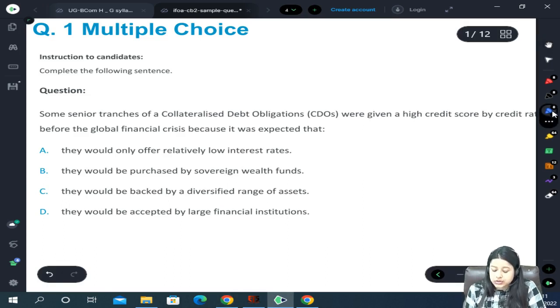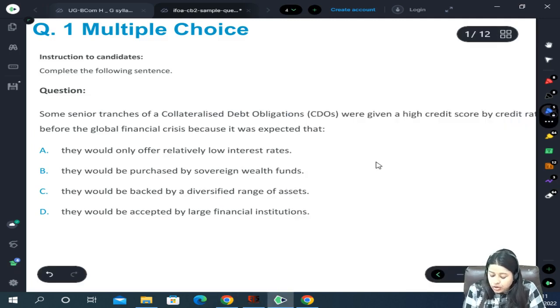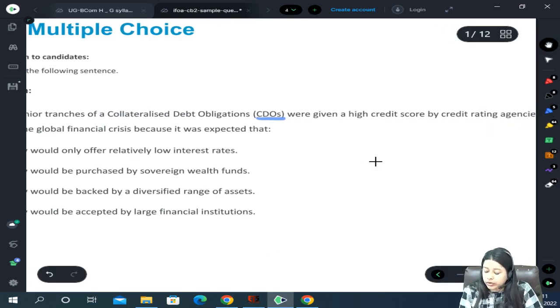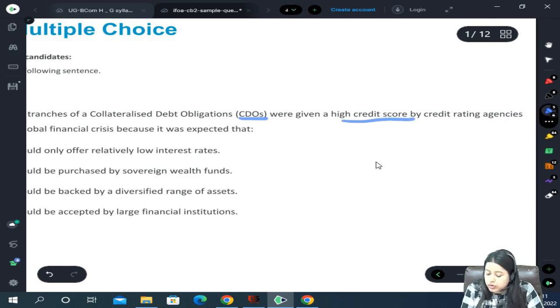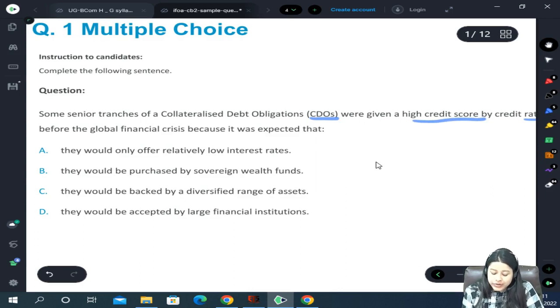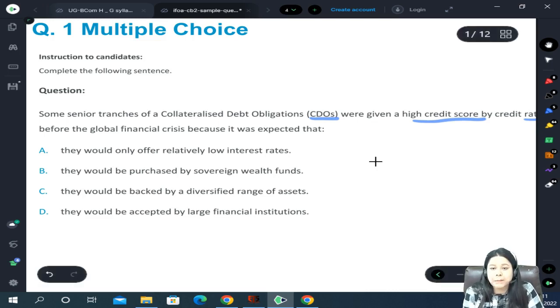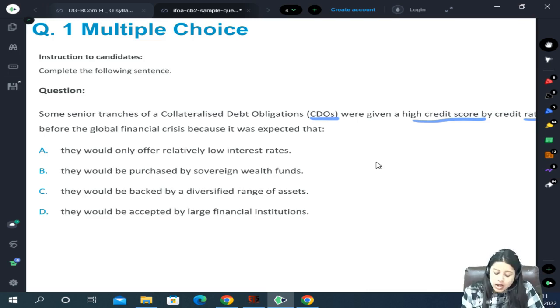Some senior tranches of CDO. CDOs are collateralized debt obligations. They were given a high credit score by credit rating agencies before the global financial crisis, because it was expected that any one of the following. Basically, this is a part of securitization. We haven't covered it yet in the classes, no problem. Any one of these is the answer.